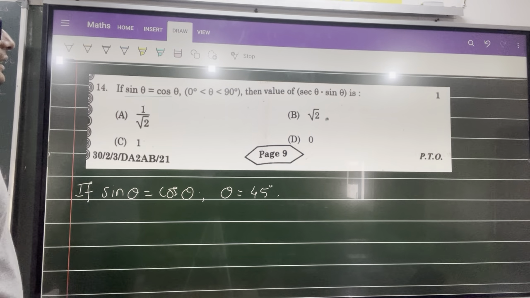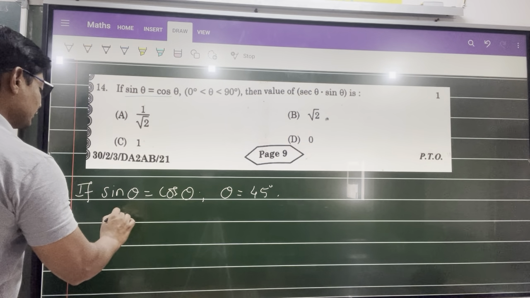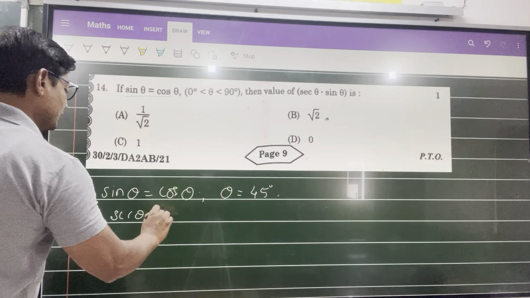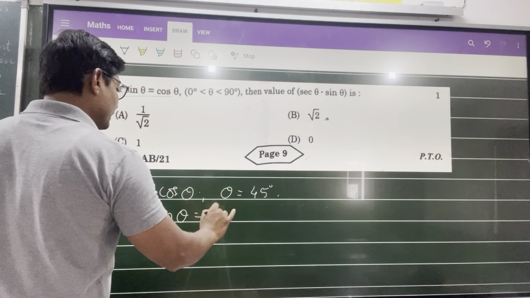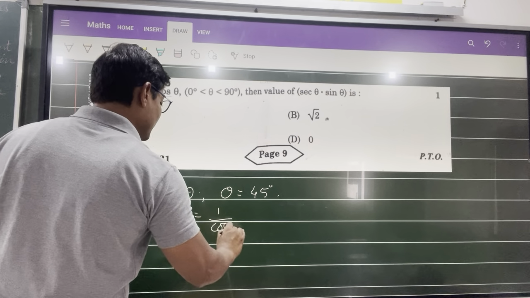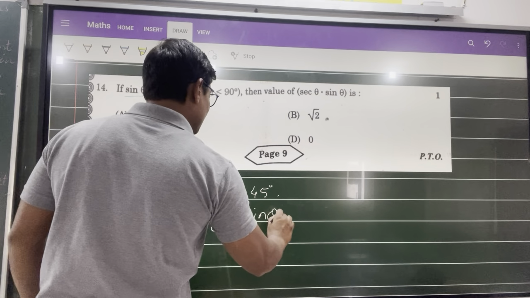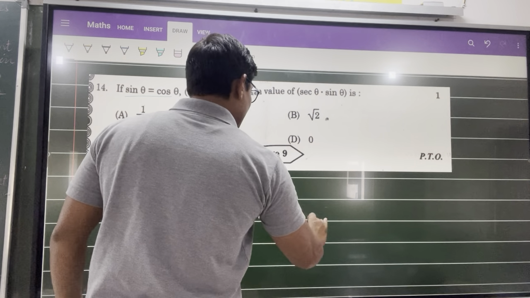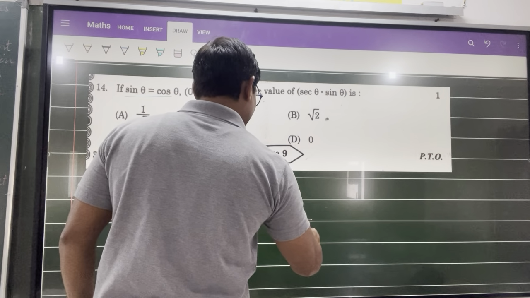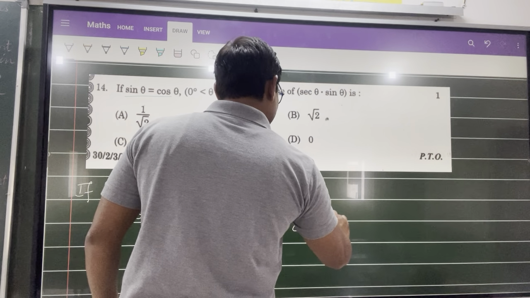So now what we have to obtain is sec theta into sin theta. For sec theta, I can write 1 upon cos theta, into sin theta. Then substituting the values of theta here, 1 upon cos 45 into sin 45.